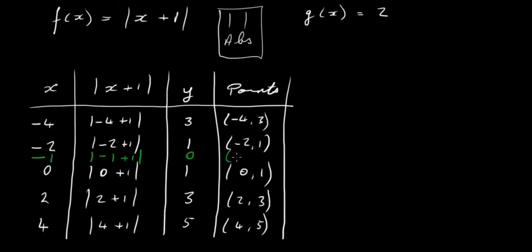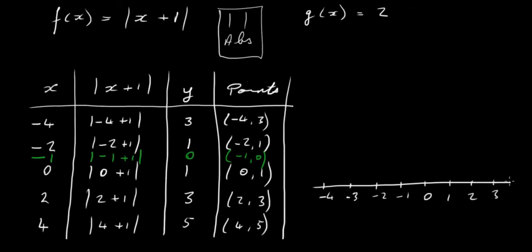So that gives me minus 1, 0. Okay, so let's just draw this. We've got to do our x and y axis. Our x-axis is going to go from minus 4 to 4, so let's just draw that first of all. So we've got minus 4, minus 3, minus 2, minus 1, 0, 1, 2, 3, and 4.